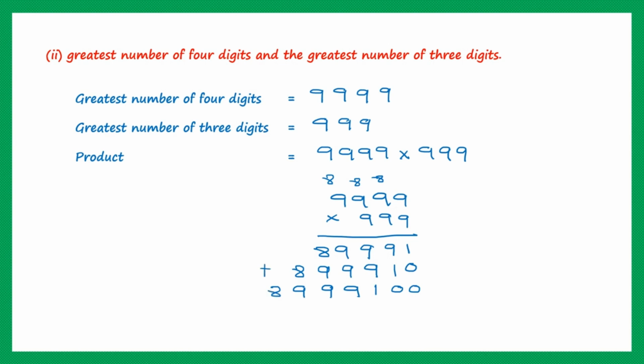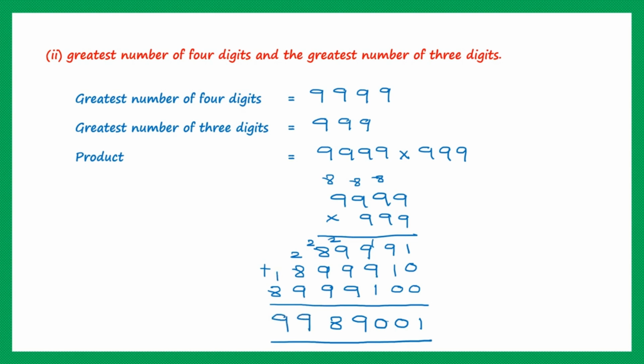Now we have to add up all these. So let's add it up. 9 plus 1 is 10, carry 1. 9 plus 1, 10, plus 9, 19, plus 1, 20, carry 2. Now 9 plus 2 is 11. 11 plus 9 is 20, plus 9 is 29, carry 2. 8 plus 2 is 10. 10 plus 9 is 19. 19 plus 9 is 28, carry 2. 8 plus 2 is 10. 10 plus 9 is 19, carry 1. 8 plus 1 is 9.